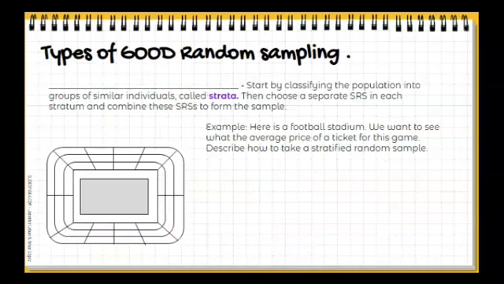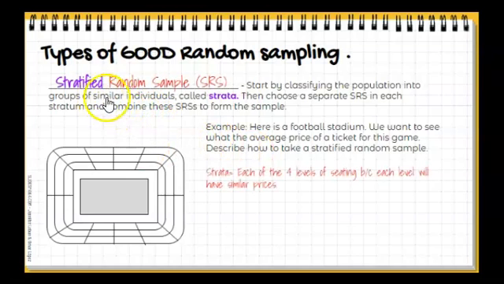So a simple random sample is a very generalized version of what we're looking for. But there are some more specific, clear ways to do this. Simple random sampling is a very general method, and there are some more specific good random sampling methods to look at. The first one we want to look at is what we call a stratified random sample. What you do is you start by classifying the population into groups of similar individuals, called strata. And then you choose a separate simple random sample in each of the strata and combine these simple random samples to form the overall sample. That way, each stratum has an equal chance of getting chosen.